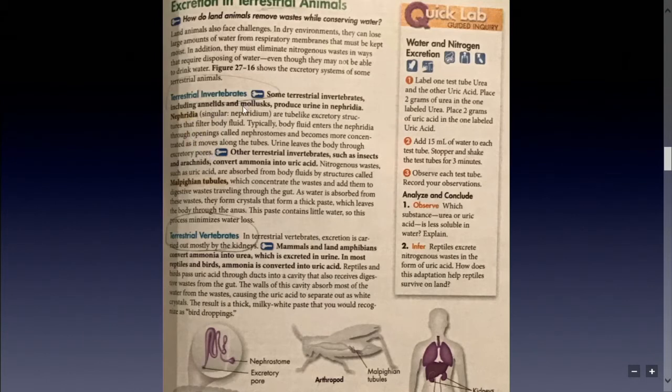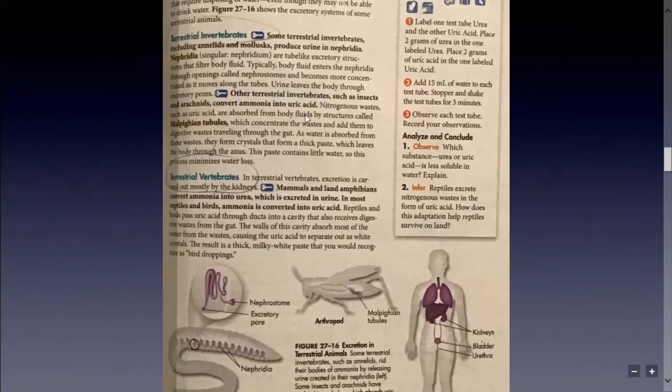But the invertebrate animals like mollusks, which would be like seashells or octopus or squid, and annelids, which would be another phylum, like earthworms and all different kinds of worms. Basically, the way they're going to do it is they're going to produce urine inside of what are called nephridia. Nephridia, that's plural. Nephridium would be the singular. And so there's a bunch of these little nephridia.